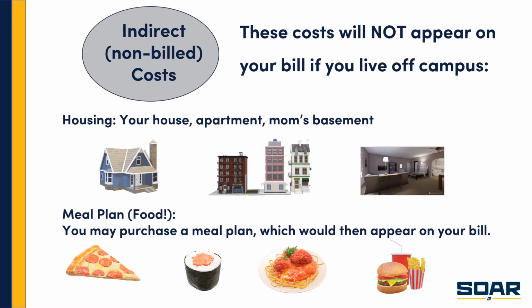Just a little more on indirect non-billed cost. Remember I said if you live on campus, you get charged for housing or for your dorm and your meal plan. But if you live off campus, you will not see a charge for a dorm on your bill. So if you live at home or if you live in an apartment, you will not get charged for housing, but there is an estimate for room and board or housing and meals in the cost of attendance estimate.